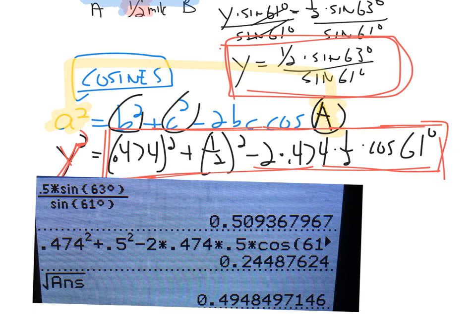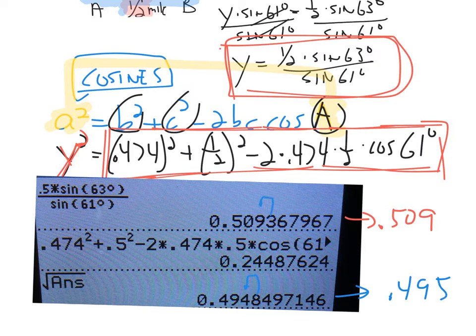So here are the two acceptable answers for this question. If you use the law of sines, your answer to 3 decimal places is 0.509. Here, if you use the law of cosines, the acceptable answer would be 0.495. Why are there two acceptable answers?